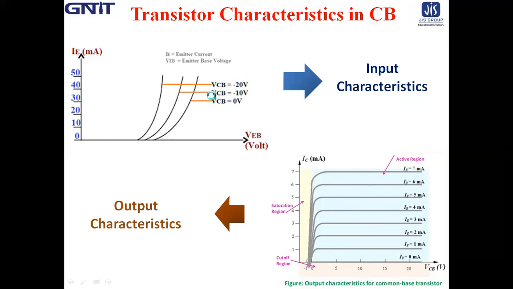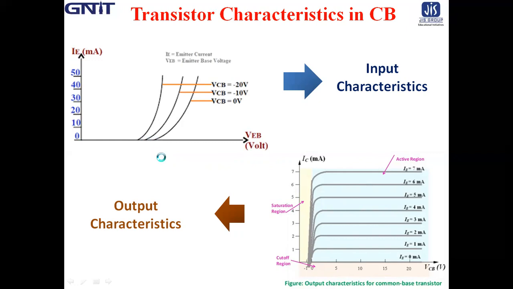So this curve provides some information. The existence of a threshold or knee voltage of about 0.5 volt for silicon, below which emitter current IE is negligibly small. It is indicated by the point A in the input characteristics curve.